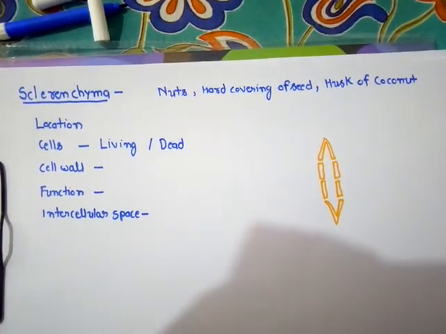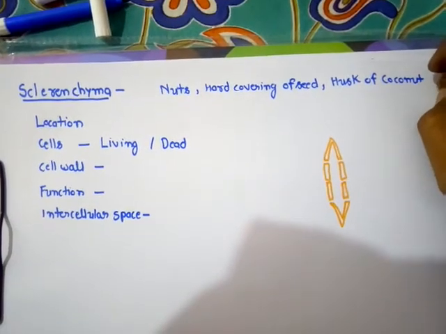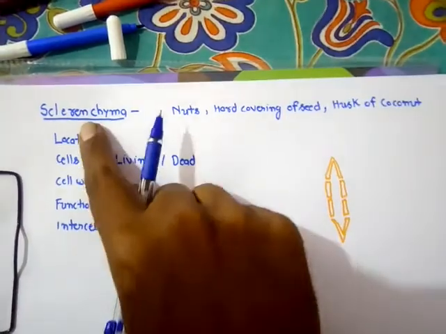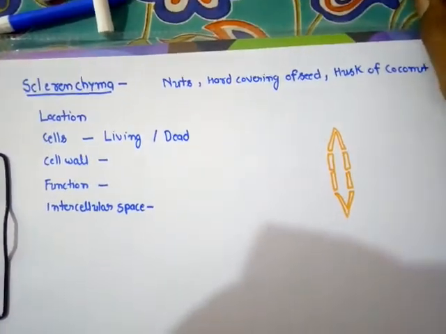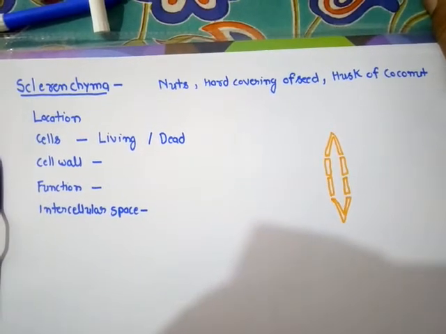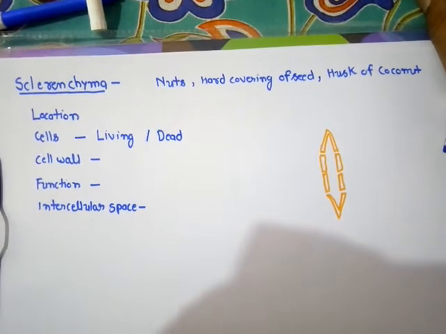I am Anshul Sharma, your biology teacher, and in this video tutorial we are going to discuss the third type of simple permanent tissue, and the name is sclerenchyma. A quick recapitulation: the tissues are the group of cells that are specialized to perform a function, and that is why they look similar in structure.